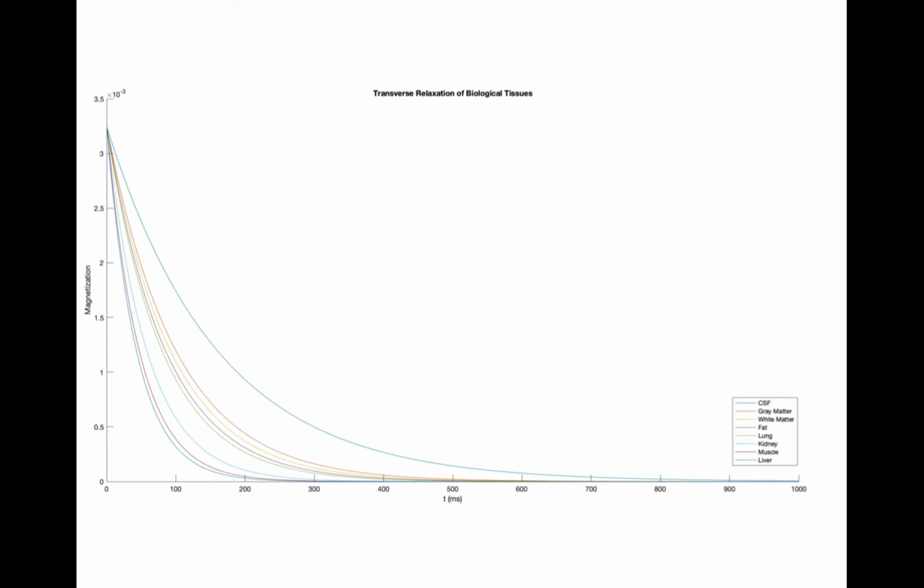Therefore, it can be concluded that all the tissues in an anatomy have different T1 and T2 values and they can be utilized to acquire images with different contrasts. This is one of the main principles behind MR imaging, which makes it important.